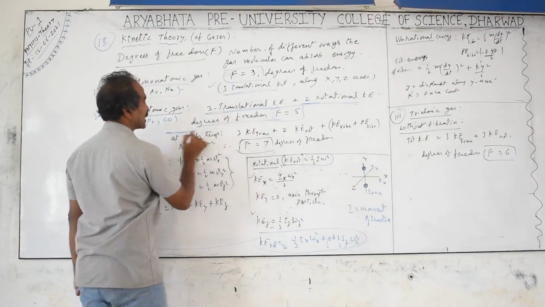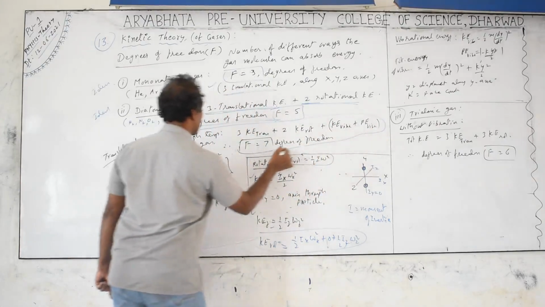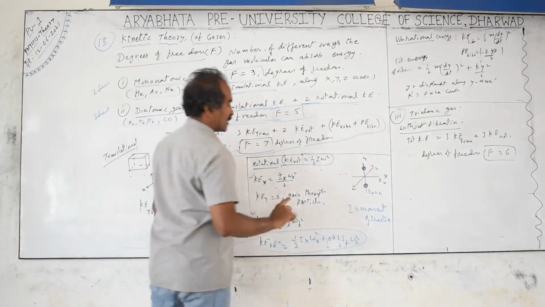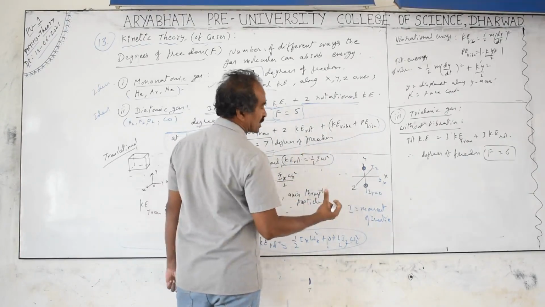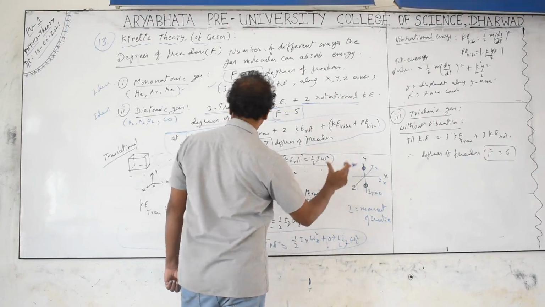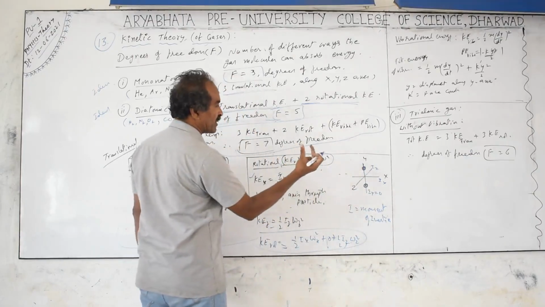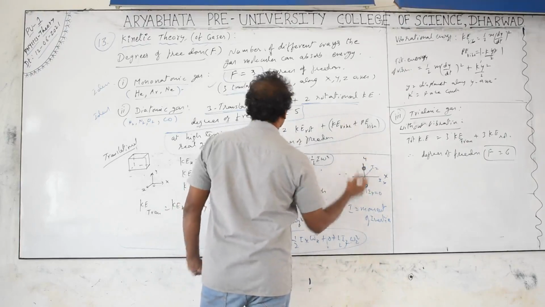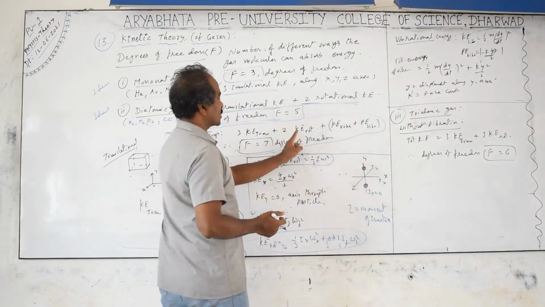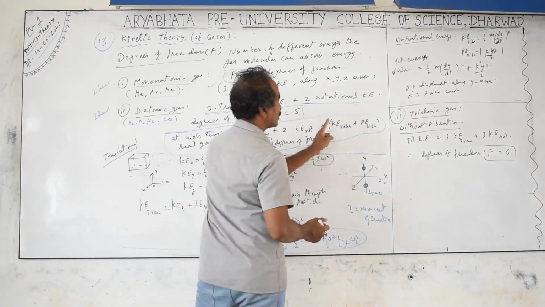at high temperatures for the real gas, real gases have a force of attraction between the molecules. Due to the force of attraction, you have to take the potential energy into consideration. If you take this potential energy into consideration, the particles will be vibrating to and fro. Apart from 3 translational and 2 rotational, we have the vibrational kinetic energy.